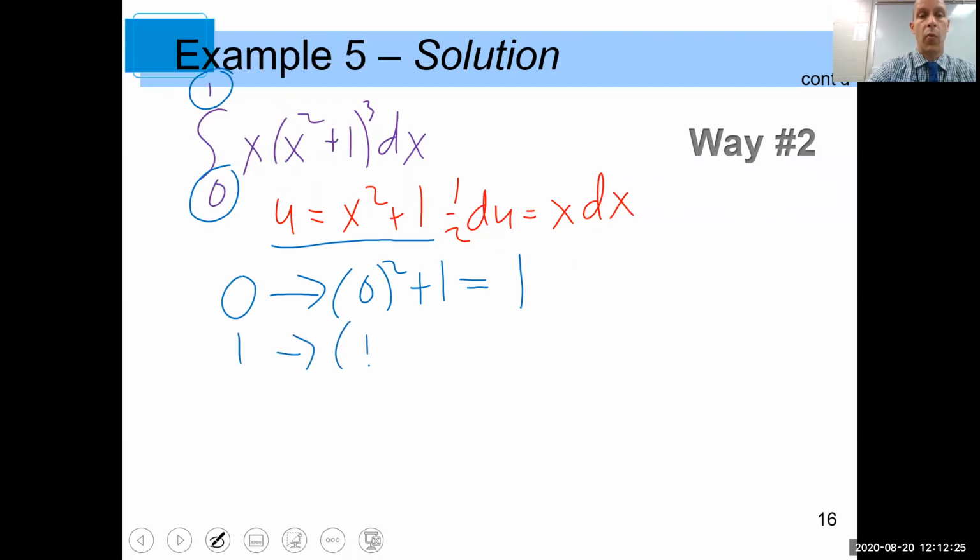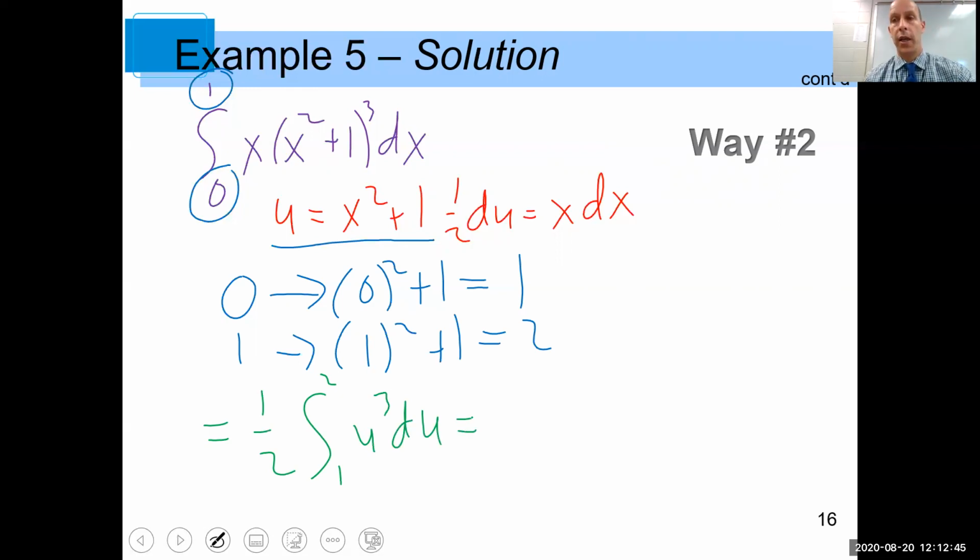1 is going to become 1 squared plus 1. So that's going to give me 2. Thus, my new integral is going to be as follows: 1/2 integral from 1 to 2 of u to the third du. So not only have I changed the integrand in terms of u, but I'm also changing the upper and lower limits. So let's go ahead and integrate this.